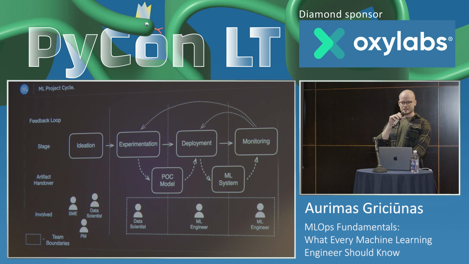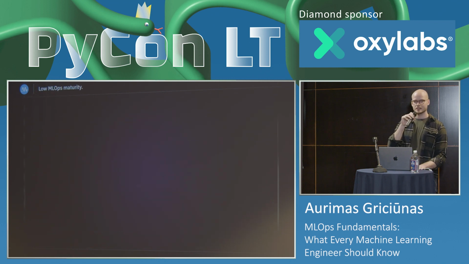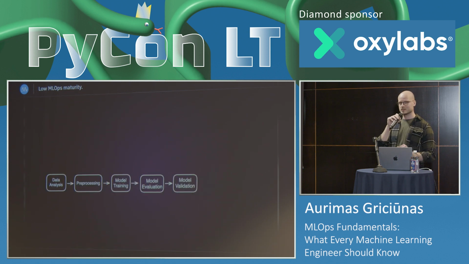So what is important in this life cycle? How does it look when we look a little bit closer into it? In very low MLOps maturity environments, what we usually have, and this is a very simple representation of a machine learning training pipeline, it is usually a lot more complicated, is the exploratory data analysis and some pre-processing. We train a model, evaluate it, validate it. Usually you would have some branches happening here, so maybe even a few models are trained by a single pipeline.